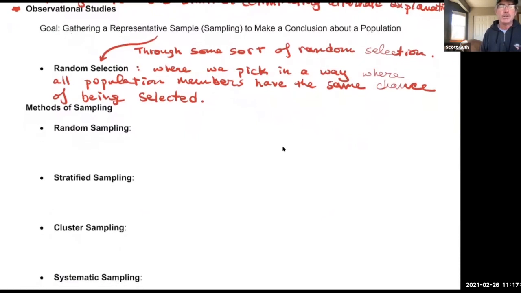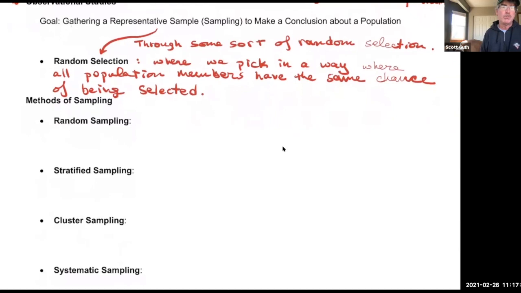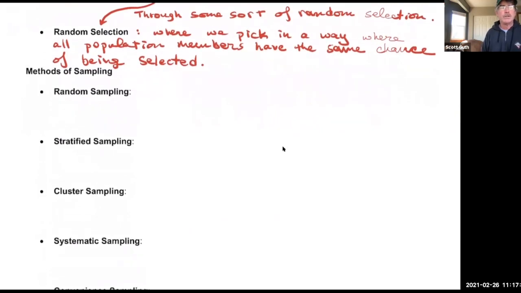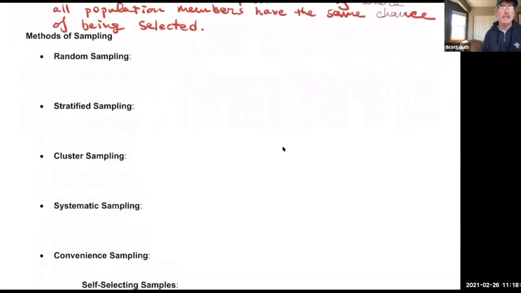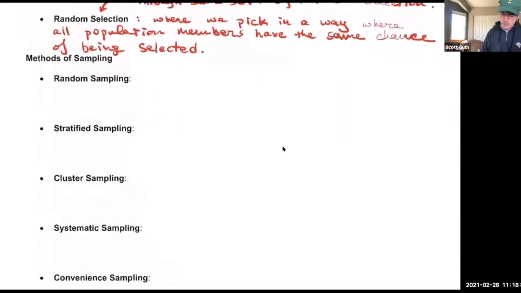Okay. So the question is, how do we come up with a random sample? There's 5 different methods of getting a representative sample. So random sampling is where we choose members through random selection. That's pretty straightforward.